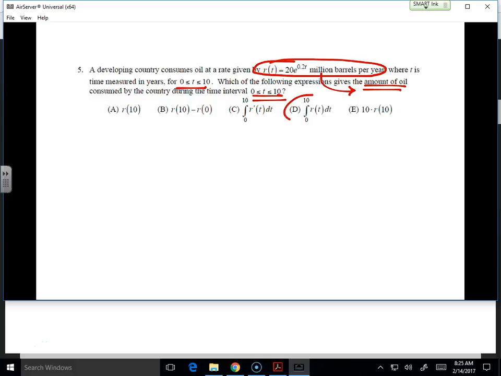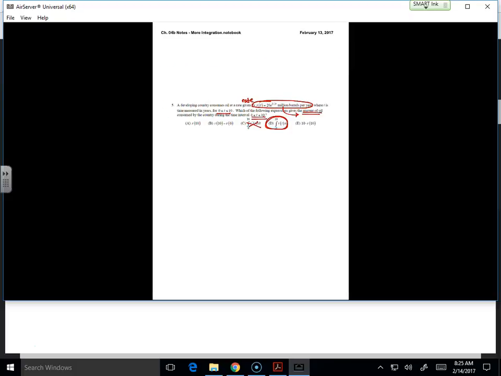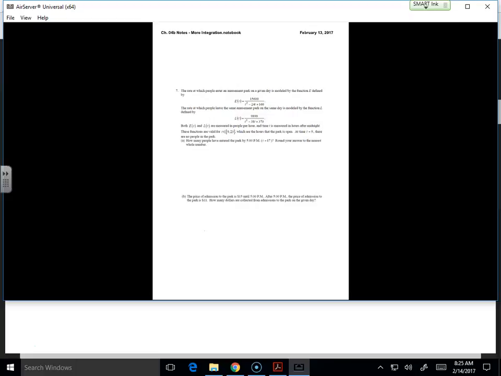D. We did not need a prime because we already had a rate. R was a rate. So to go from million barrels per year back to millions of barrels, it's like going from miles per hour back to miles. All we have to do is integrate once, one jump. How are we doing? You guys see how this is very concepty?